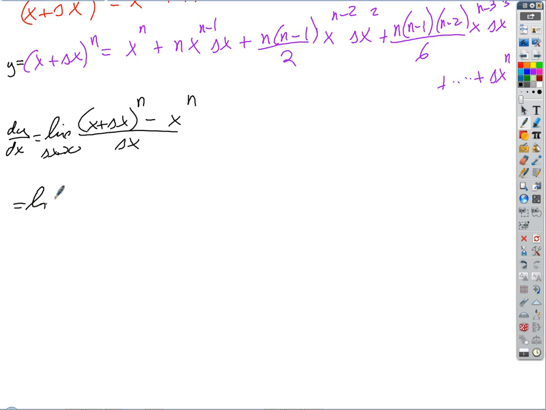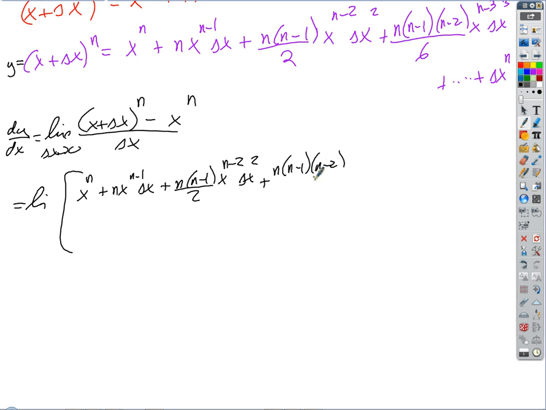Which is going to look like, oh boy, you ready for this? The limit of this guy is going to be x to the n plus n x to the n minus 1 delta x plus n times n minus 1 over 2 x to the n minus 2 delta x squared plus, I'll do one more, n times n minus 1 times n minus 2 over 6 x to the n minus 3 delta x cubed plus yada yada yada delta x to the n, right?